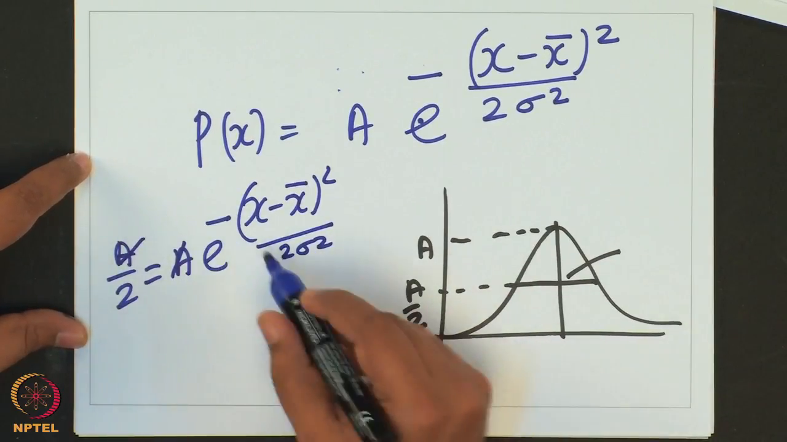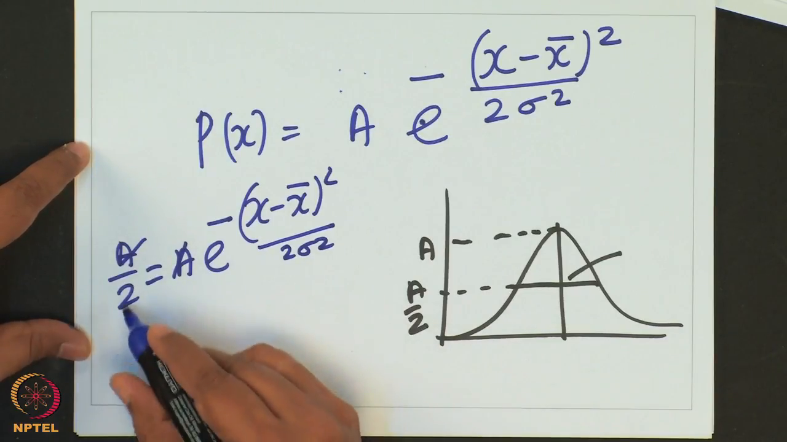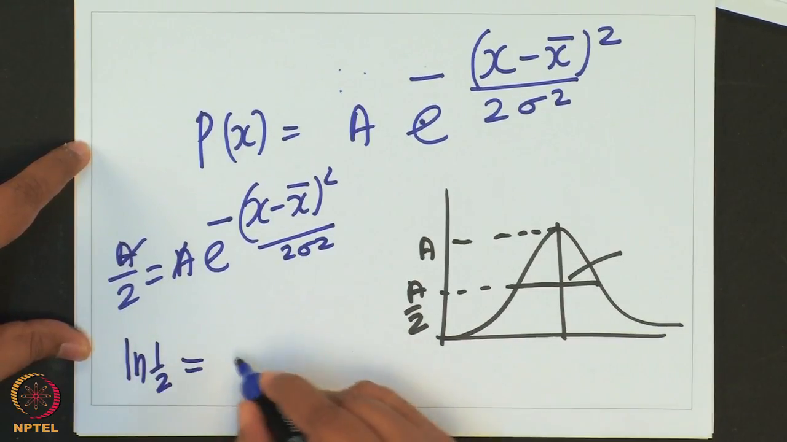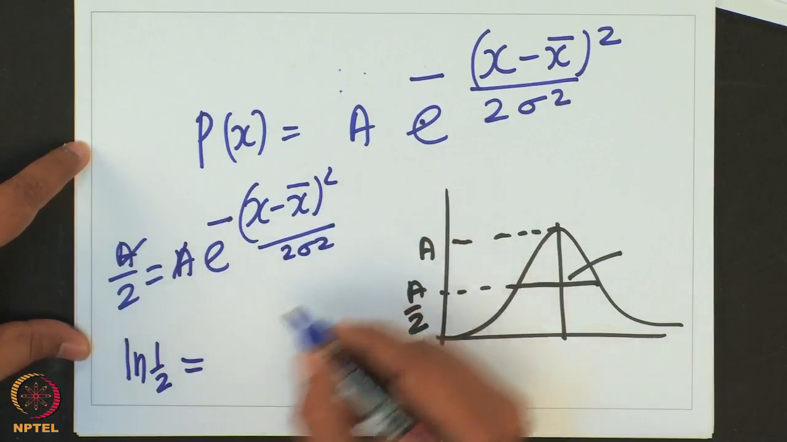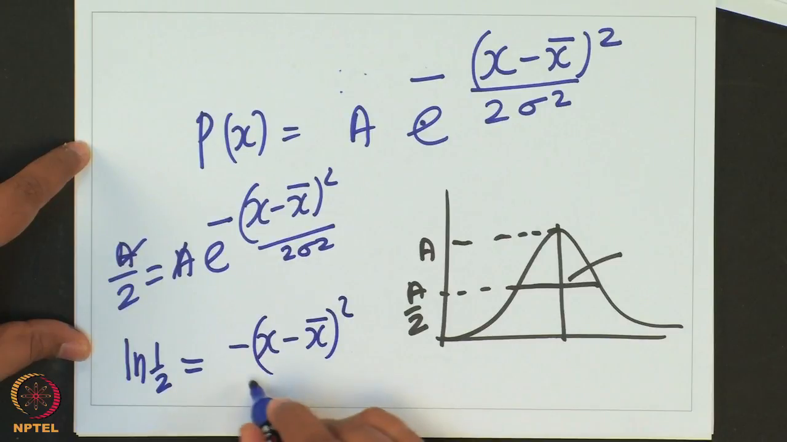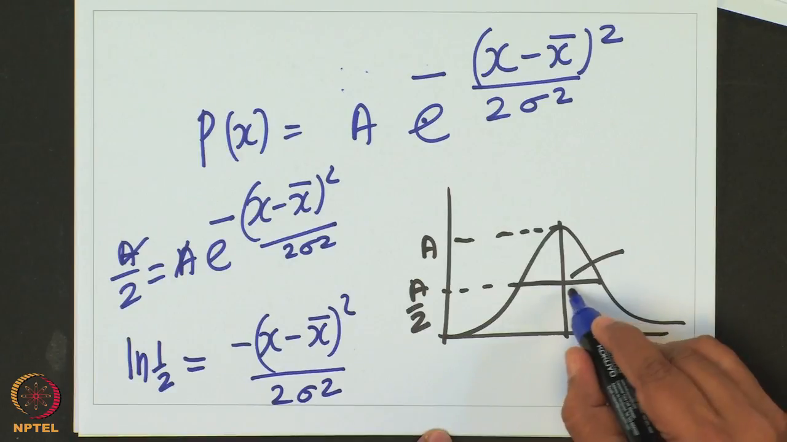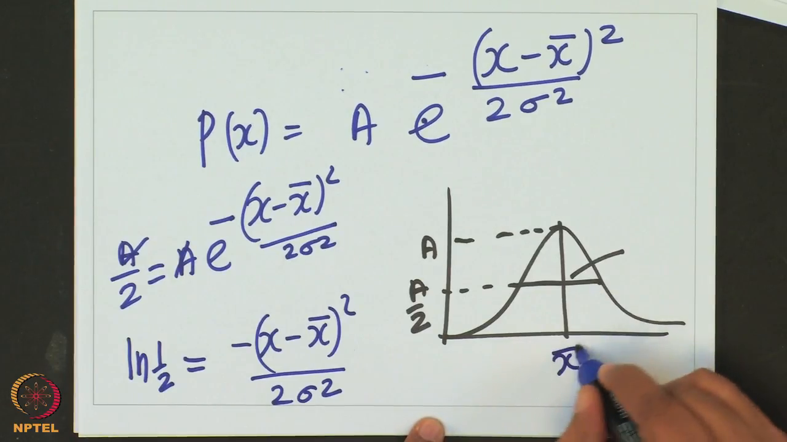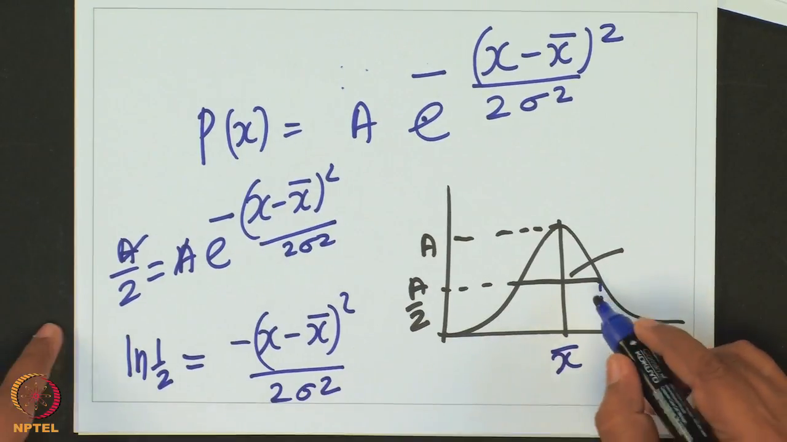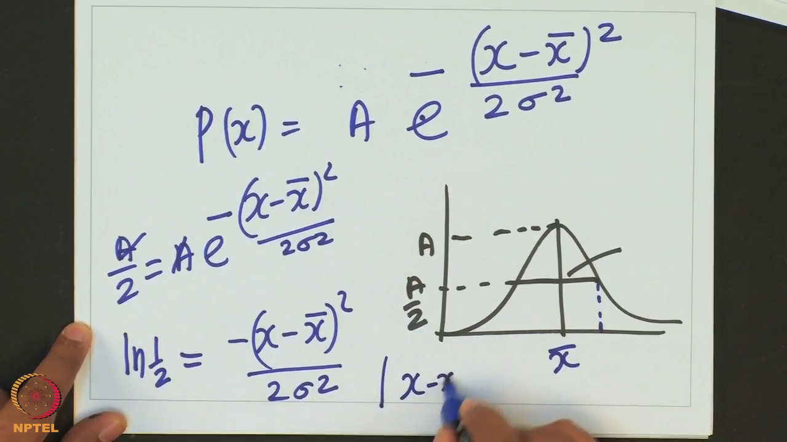So the a cancels. I can take log on both sides. So log of half on the left hand side will be log of e power minus something, which is minus (x minus x bar) whole square by 2 sigma square. Now what is x minus x bar? This is my x bar and this is my x. So x minus x bar is the half width.